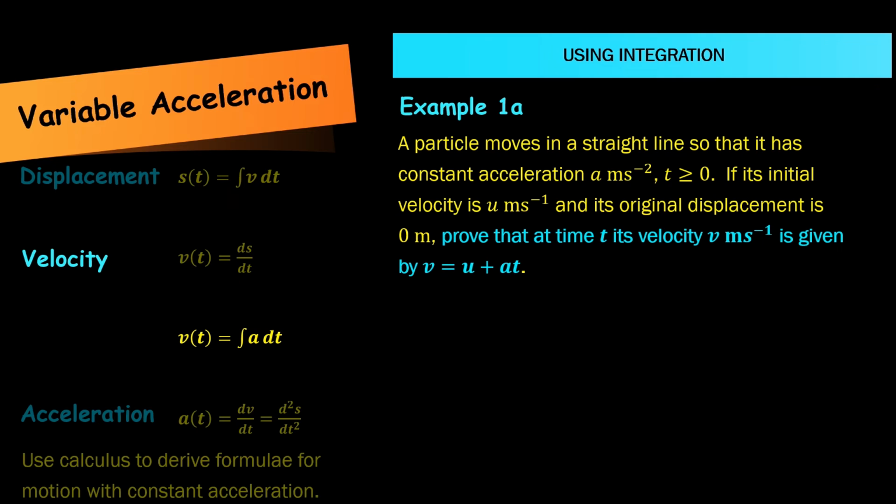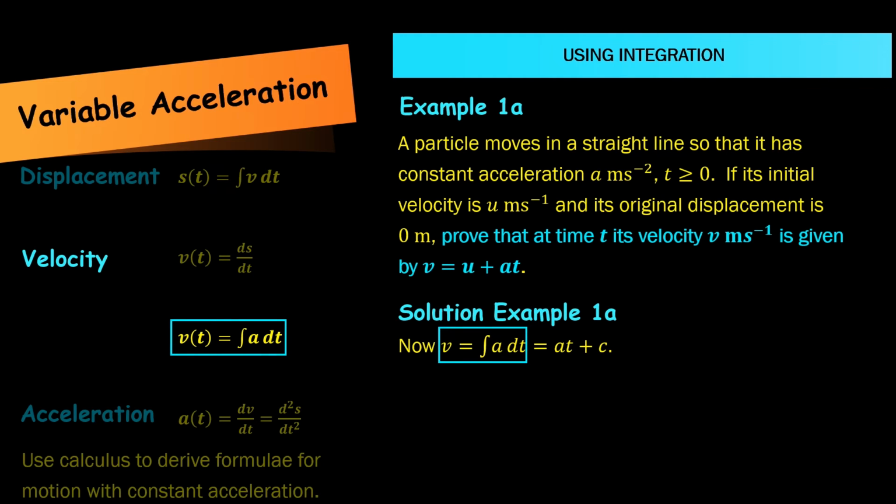Let's now tackle example 1 part A. A particle moves in a straight line so that it has constant acceleration a meters per second squared for t greater than or equal to 0. If its initial velocity is u meters per second and its original displacement is 0 meters, prove that at time t its velocity v meters per second is given by v equals u plus at. So let's solve this.